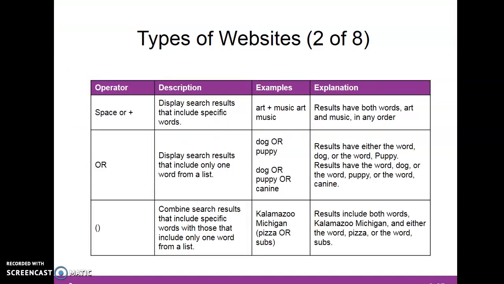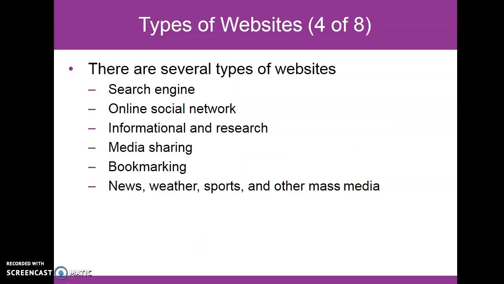The next type of website is online social network. A social network site is a website that encourages members in its online community to share their interests, ideas, stories, photos, music, and videos with other registered users. It enables users to communicate through text, voice, and video chat as well as play games together online. For example, Facebook and LinkedIn.